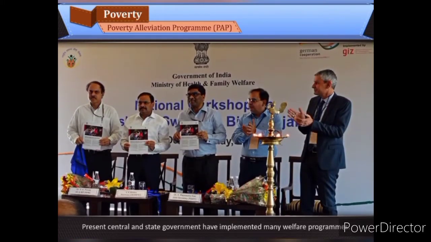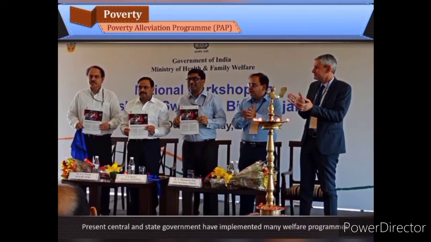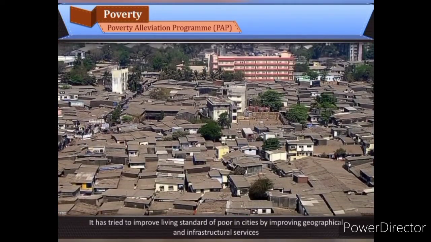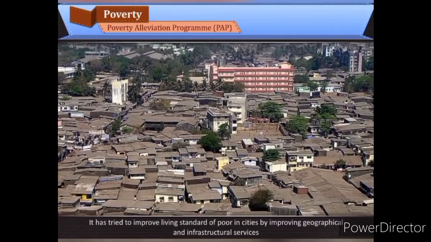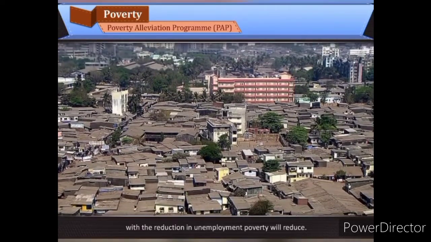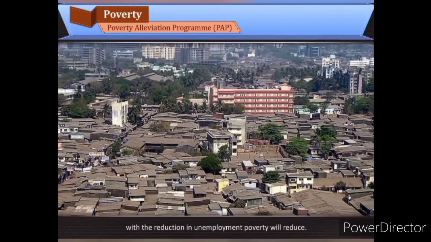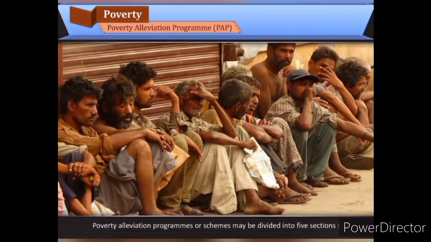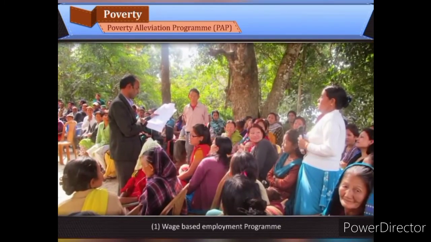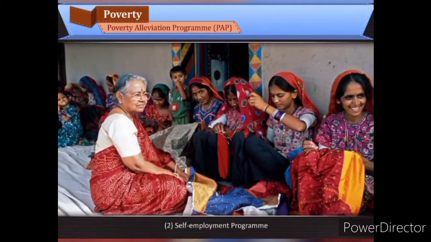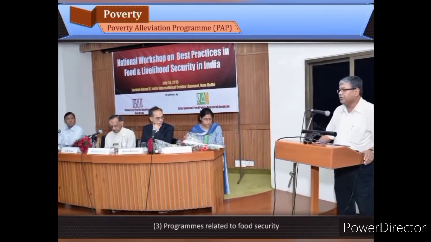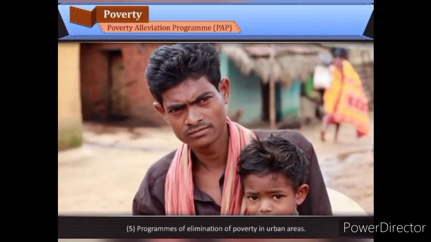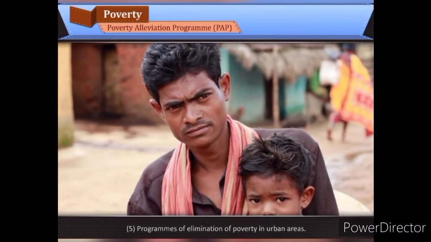Present central and state government have implemented many welfare programs. It has tried to improve living standard of poor in cities by improving geographical and infrastructural services. With the reduction in unemployment, poverty will reduce. Poverty alleviation programs or schemes may be divided into five sections: wage-based employment programs, self-employment programs, programs related to food security, programs related to social safety, programs of elimination of poverty in urban areas.